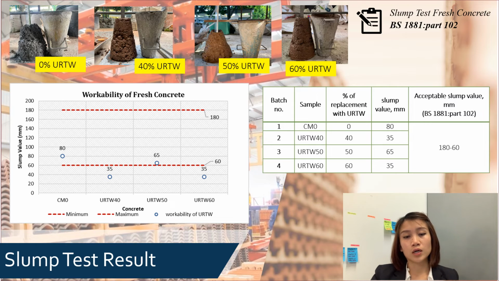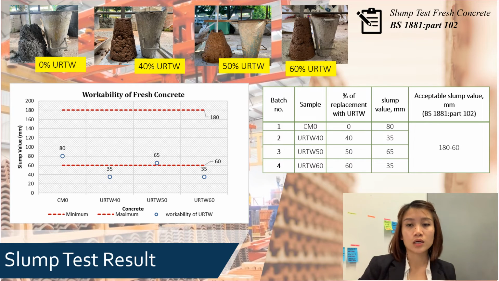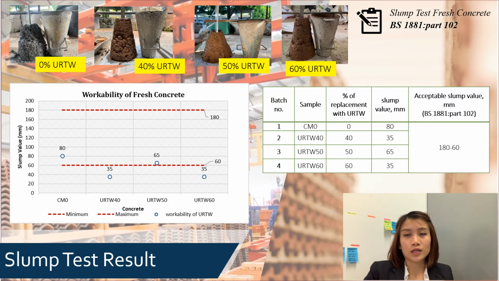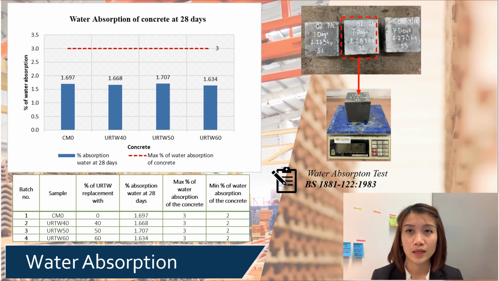Even though the slump test values for URTW 40% and 60% are out of range, the mix was not modified in terms of its water ratio, in order to maintain the ratio of the compositions, so that they will be comparable in terms of strength at the end of the experiment. After 7, 14 and 28 days, the concrete cubes will be taken out from the tank for the next process. The next process will be measuring the water absorption of the concrete cubes.